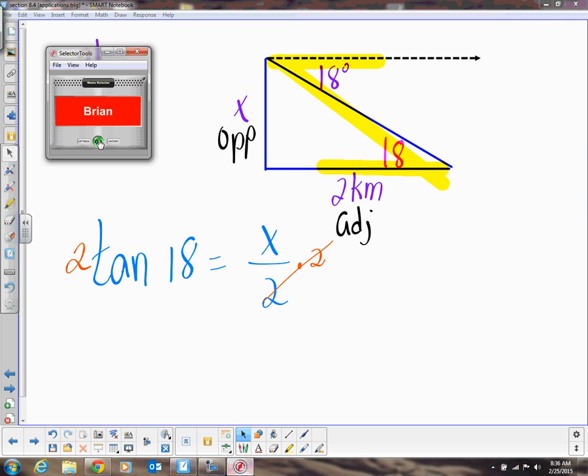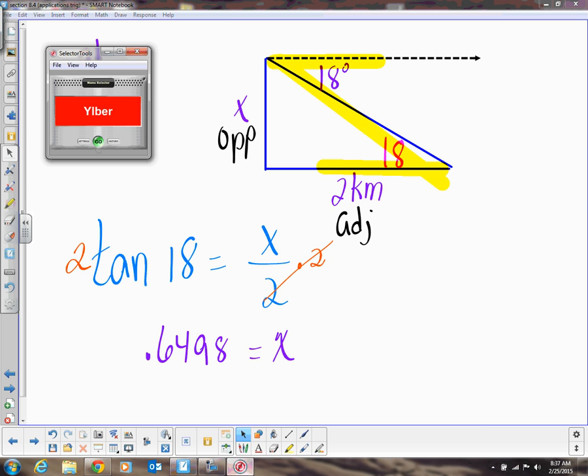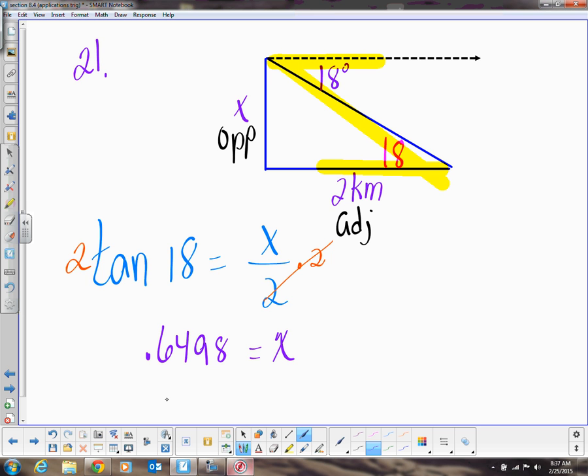Alright, so I need 2 people: 1 to solve, 1 to check. Brian, you're the first solver. And Albert, you're the checker. Oh, that's mine. You're right. Yeah. 1649. Do you agree? Yeah. Okay, they did ask us to round. They asked us to round to the nearest 10. Samantha?